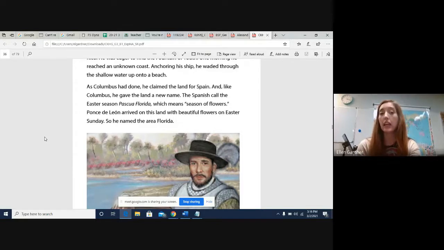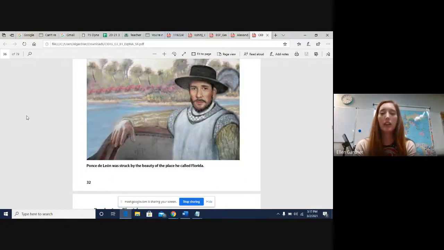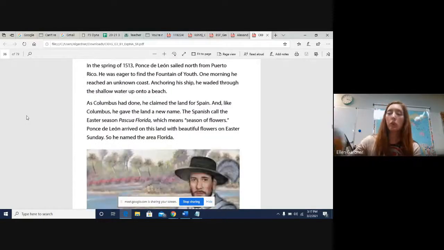And like Columbus, he gave the land a new name. The Spanish called the Easter season Pascua Florida, which means season of flowers. Can you guess where he landed? Ponce de Leon arrived on this land with beautiful flowers on Easter Sunday. So he named the area Florida. Very interesting history of the name of that. So Ponce de Leon was the first European to land on the United States, even though we hear quite a bit about Christopher Columbus being the one. But he initiated a lot of the later explorations, including Ponce de Leon's.